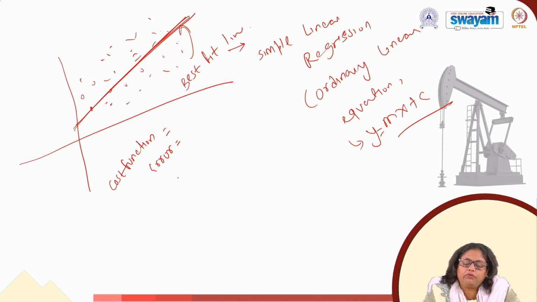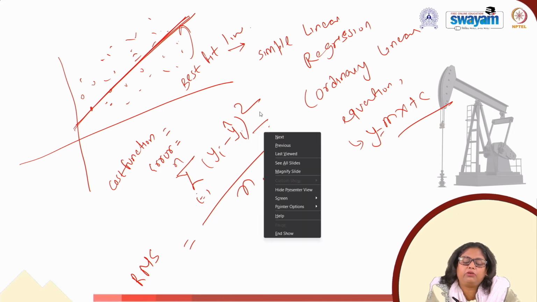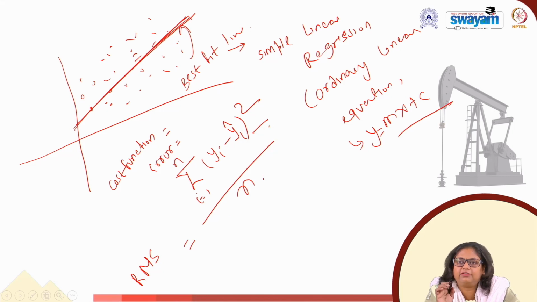How are we defining this as a minimum? What error are we taking? It is the sum from i equal to 1 to n of (yi minus yi hat) whole squared, divided by n. This is the root mean square error. When this error is minimum, we call this the best fit line.